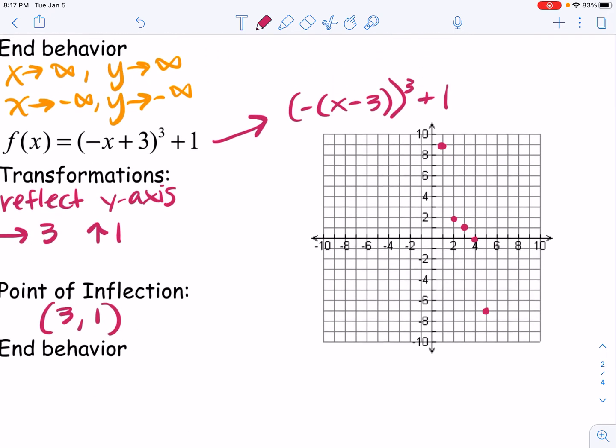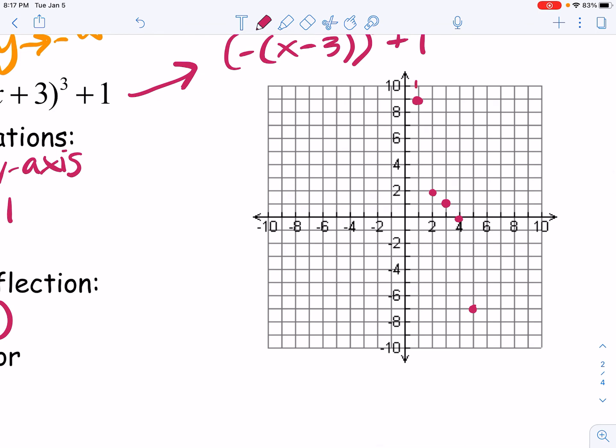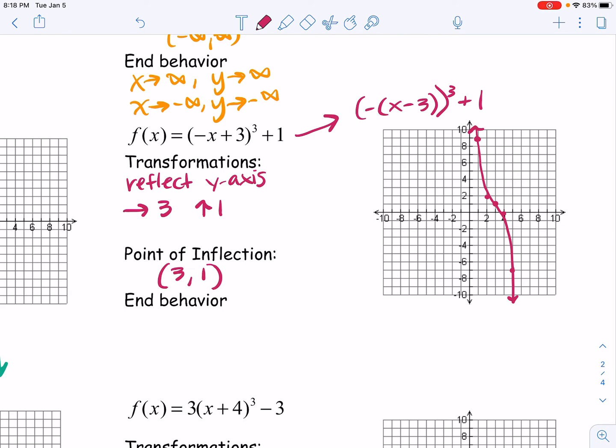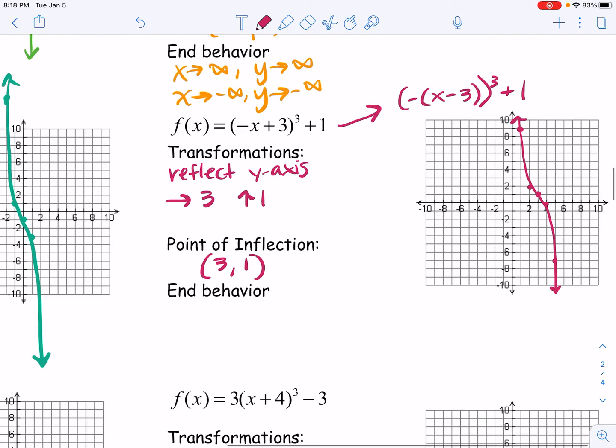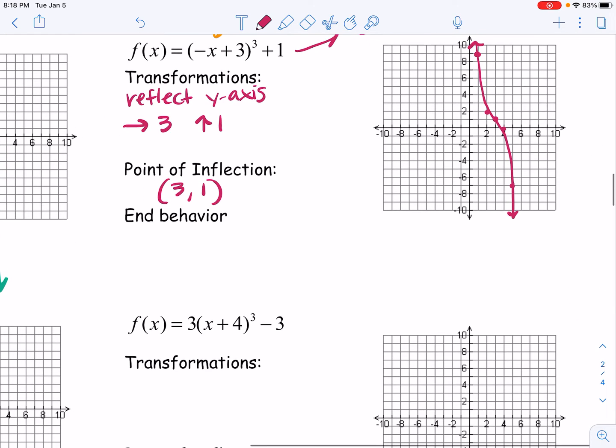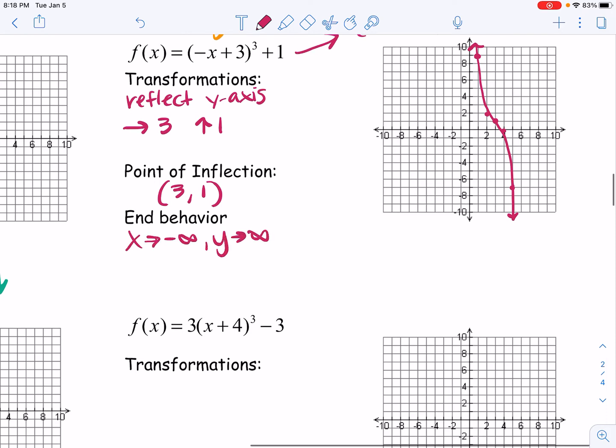And so then I should have zoomed in. Then I see my cubic function. No stretch, no compression, but it has been shifted and flipped. In end behavior here, as x approaches negative infinity, y approaches positive infinity. As x approaches positive infinity, y approaches negative infinity.